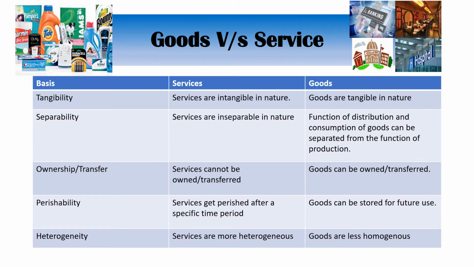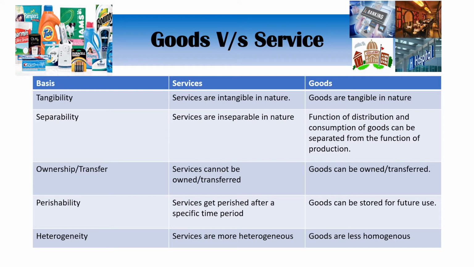Okay, moving ahead, we have ownership. Services cannot be owned. They are one-time consumable benefits, so they cannot be owned by any consumer. Goods are tangible in nature, where you have a physical sense of those goods. So automatically you can own those goods. You can have ownership of your goods.